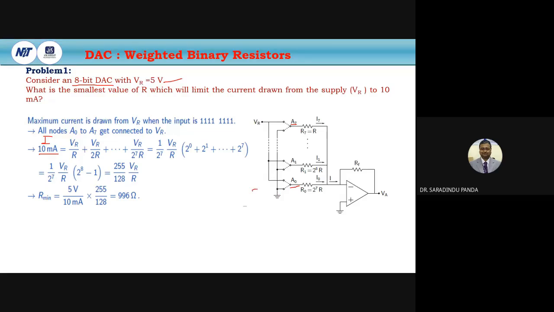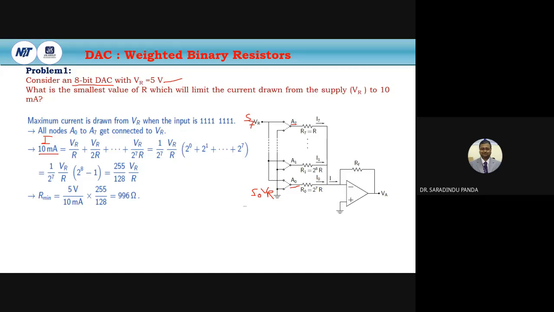So the input voltage is, this is S0 VR and this is S7 VR. Okay, so now all are one, maximum current. So that means S0 to S7 are all one, or all are connected to VR. Then we will get VR by R, VR by twice R, to VR by 2 to the power of 7 R. So according to the formula, we get 1 by 2 to the power 7 VR by R 2 to the power of 0.